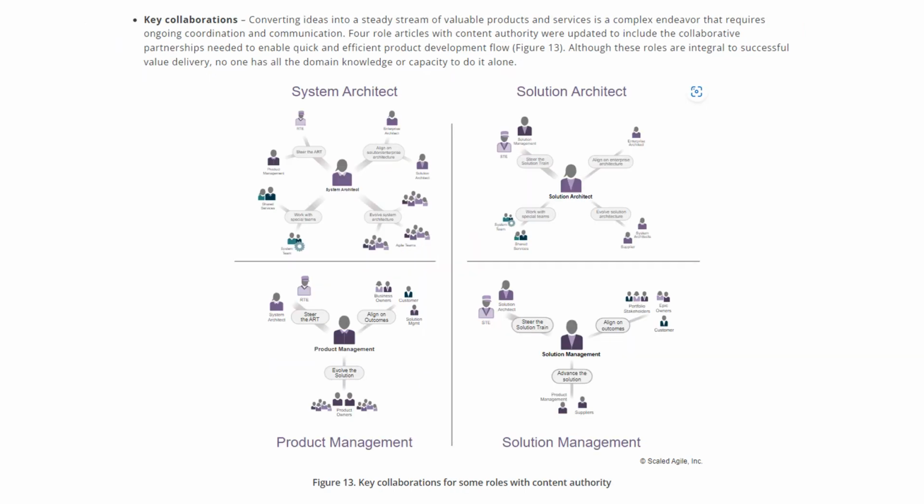As part of the second theme, empowering teams, they have updated key collaborations as well. Converting ideas into a steady stream of valuable products and services is a complex endeavor that requires ongoing coordination and communication. Four role articles with content authority were updated to include the collaborative partnerships needed to enable a quick and efficient product development flow. These content authorities are system architect, solution architect, product management and solution management. When we discuss each role as part of SAFe 6.0, we'll cover these collaborations, the new collaborations added or enhanced for each role.